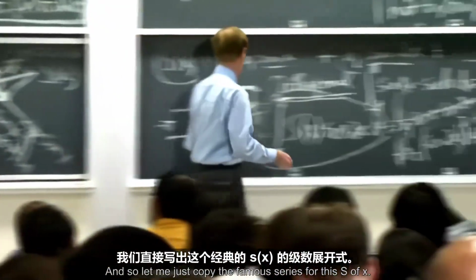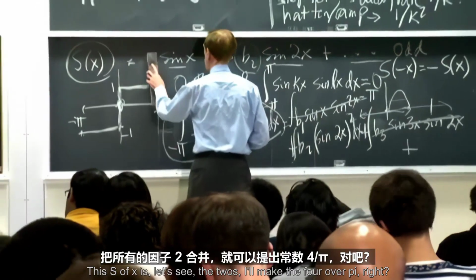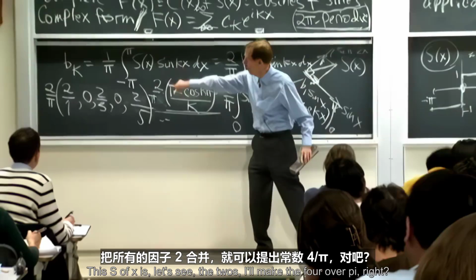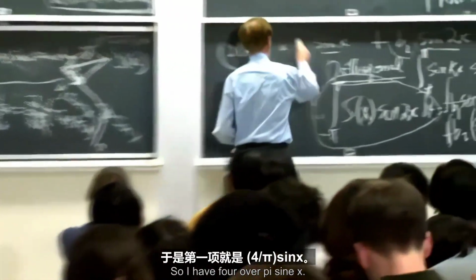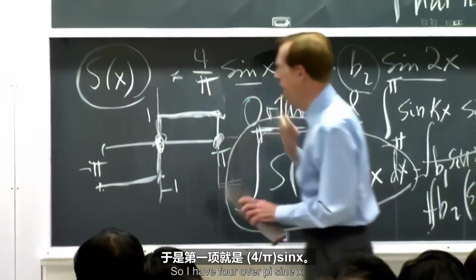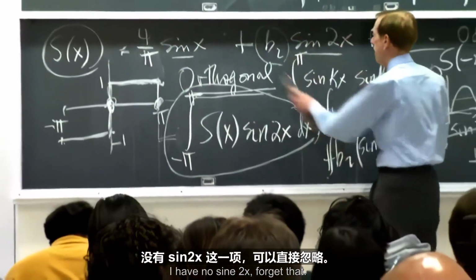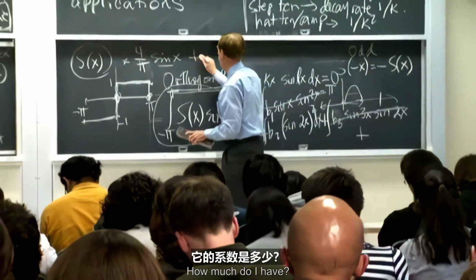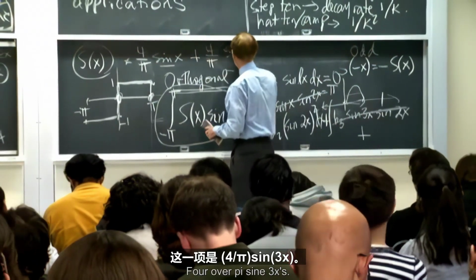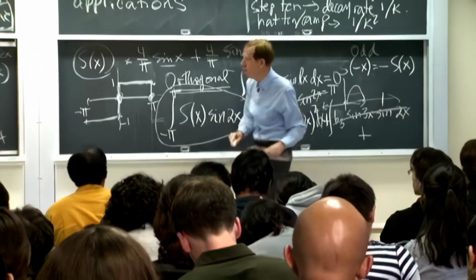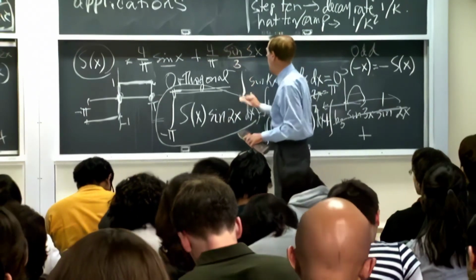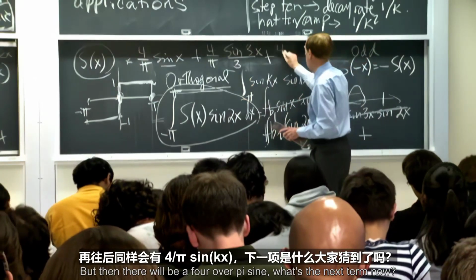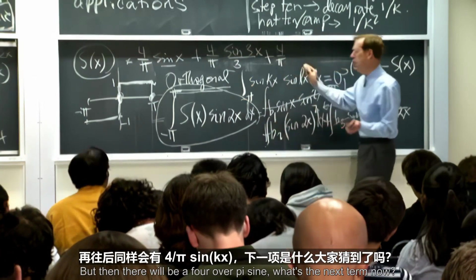And so let me just copy the famous series for this S of x. This S of x is, let's see, the 2's, I'll make the 4 over pi, right? I'll take out all those 2's. So I have 4 over pi sine x. I have no sine 2x, forget that. Now, I do have some sine 3x's. How much do I have? 4 over pi sine 3x's, but divide by 3, right? And then there's no sine 4x's.